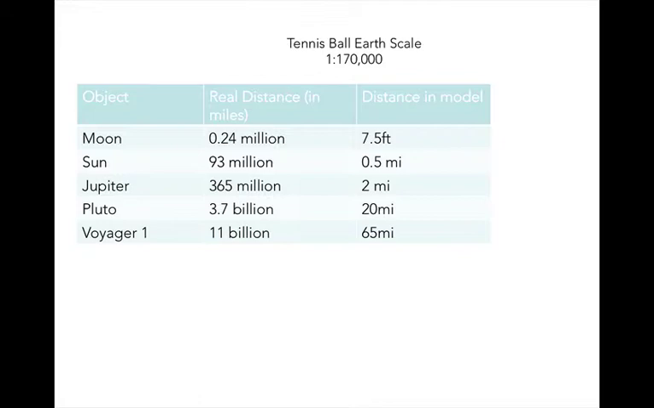The next step in our model, the one that takes us beyond the solar system, is a very large step indeed. The very nearest star to us, named Proxima Centauri, is 2.5 trillion miles from Earth, or, in our tennis ball scale model, 15,000 miles away from the tennis ball.